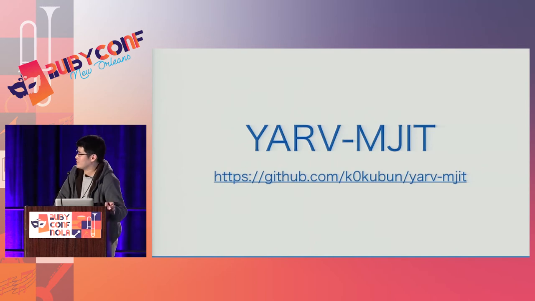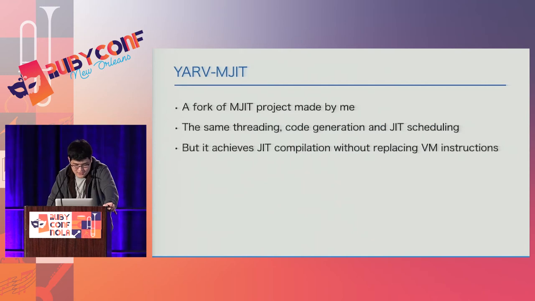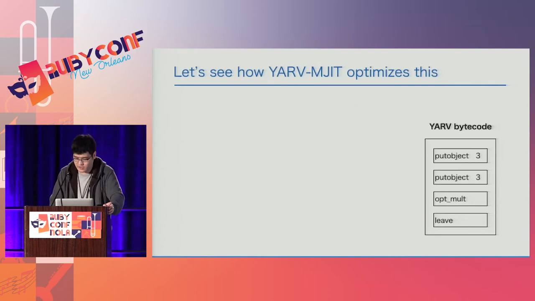Then I forked this, YARV-MJIT. This is a fork of the MJIT project, and this project is what I'm currently working on. The major characteristic is that it achieves JIT compilation without changing VM instructions at all. So it simulates the stack in compilation and does not require register-based instructions. So let's see how YARV-MJIT optimizes this.